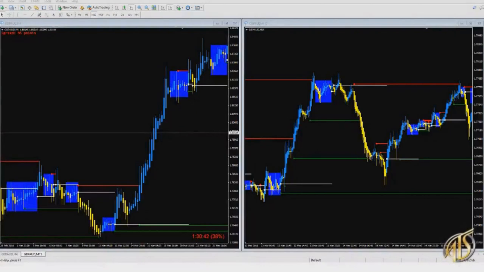Okay, so now we're going to talk about risk management. This is an important thing. There's a bunch of different models out there for how people manage their risk. They manage their risk by the trade. They manage their risk according to their overall trading account.